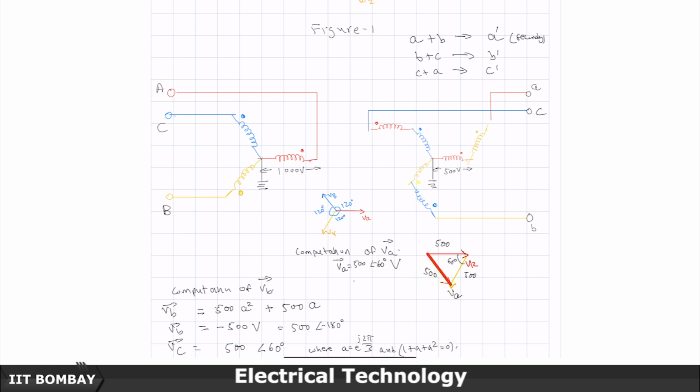So, I am adding two 500 voltages phase shifted in such a way that the resultant voltage that I create is again 500 volts only, but it is now lagging by an angle of minus 60 degrees. So, VA, which is 1000 angle 0 on the primary, has become 500 angle minus 60 degrees. So, this is a different phase shift from 30 degrees.